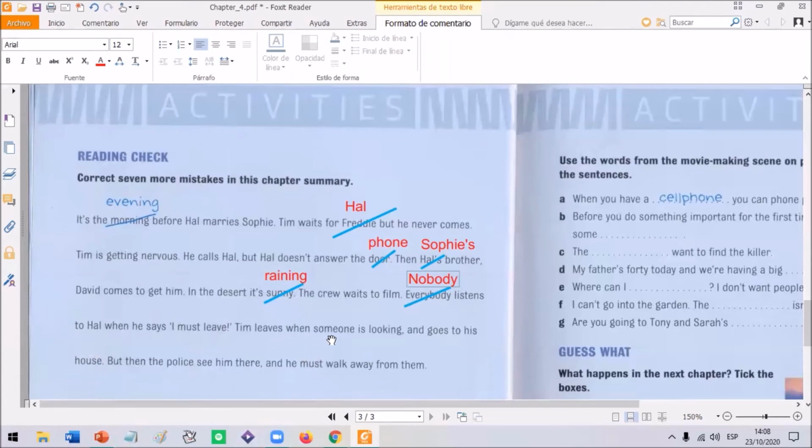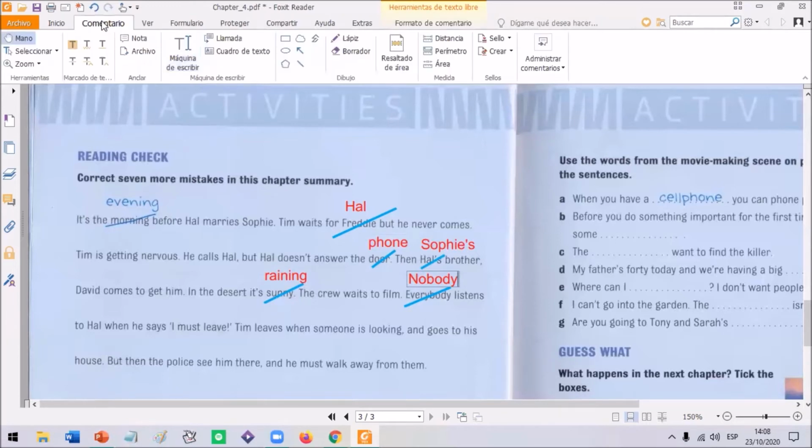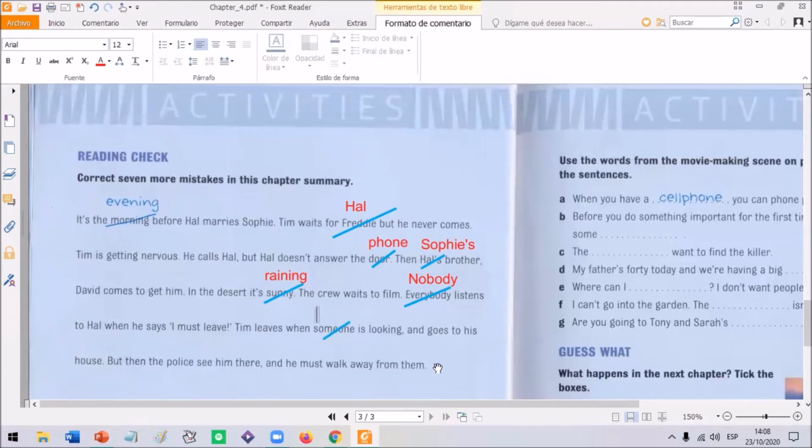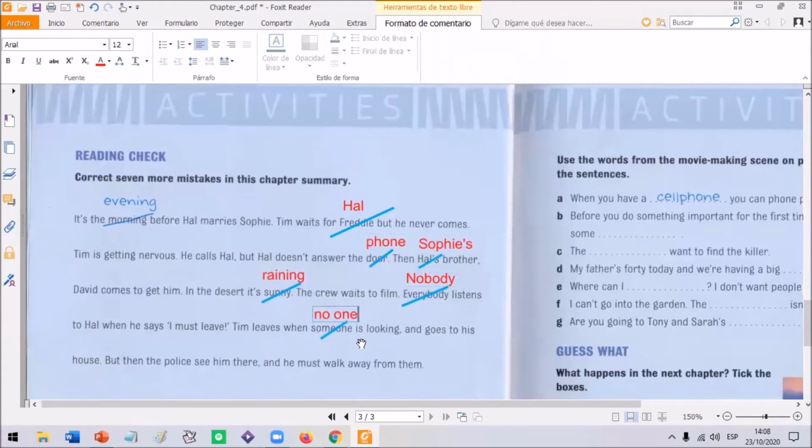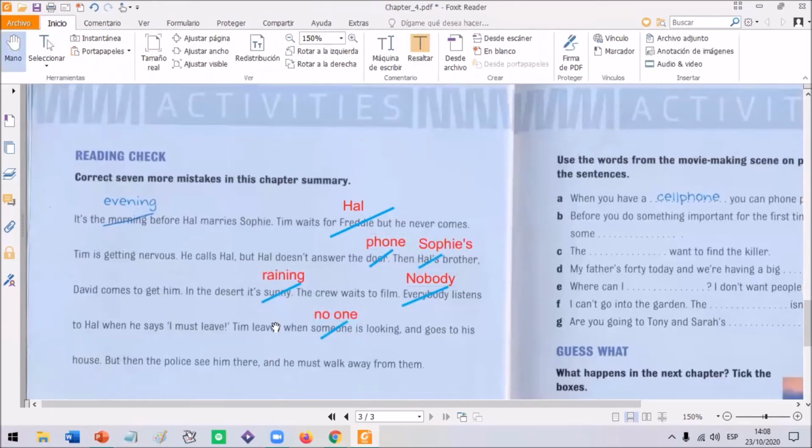Tim leaves when someone is looking and goes to his house. Now, there is another problem in this sentence, right? What's wrong? Right, this is wrong. Someone is not correct. Tim leaves when no one is looking. Tim también se va cuando nadie estaba mirando. Okay? Tim leaves when no one is looking and goes to his house.